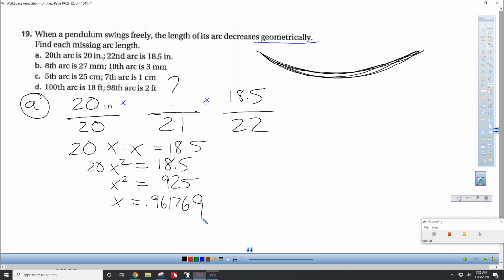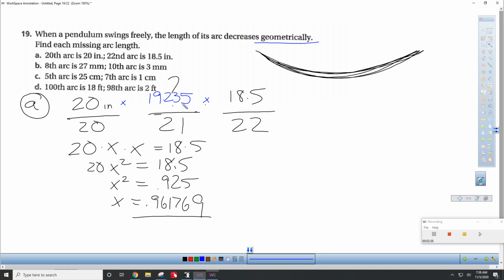They want to know what is the missing term. So how are we going to find the missing term? We're going to do 20 times this. Just leave it in your calculator. What do you get? Then we multiply it by 20, and we get 19.23538. So you wouldn't call it 23. If you were going to round it, you'd call it 24, okay?